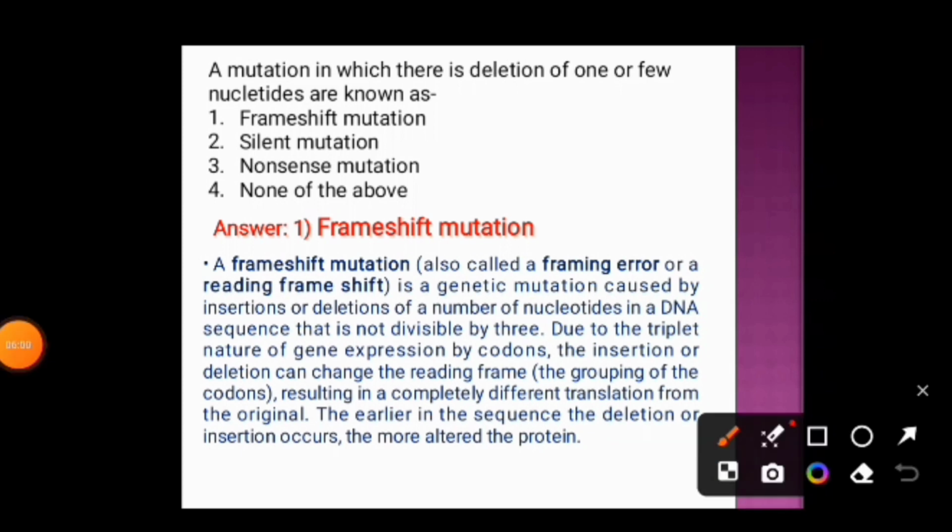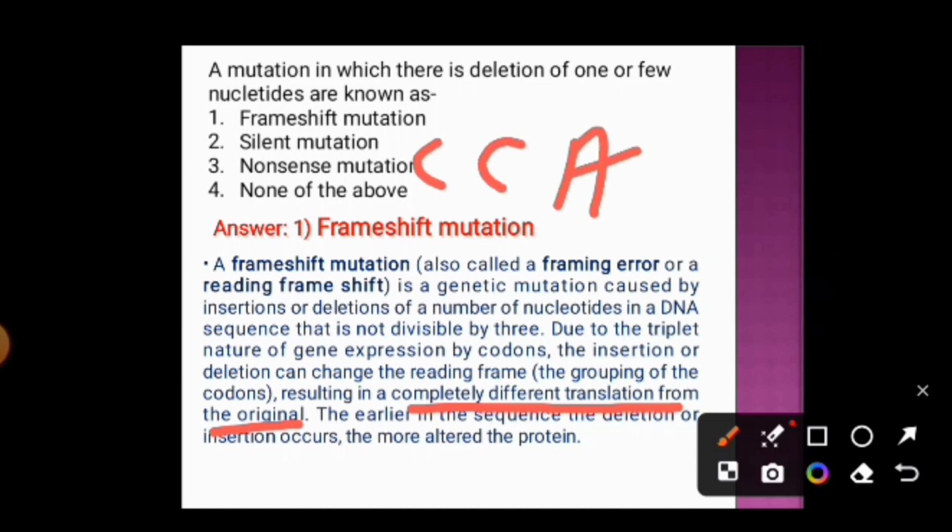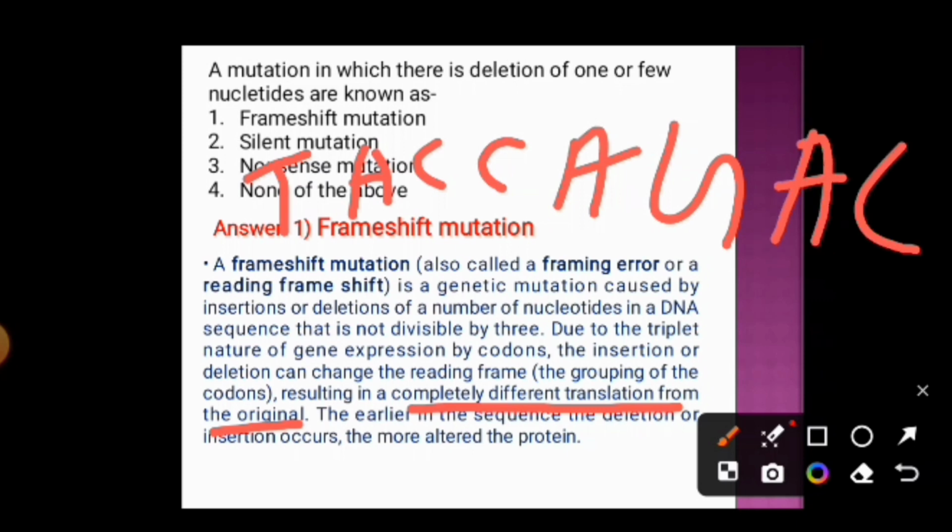Why is there a completely different translation from the original? Because suppose this is a base sequence: A, T, C, G, A, C. Suppose these two are deleted.